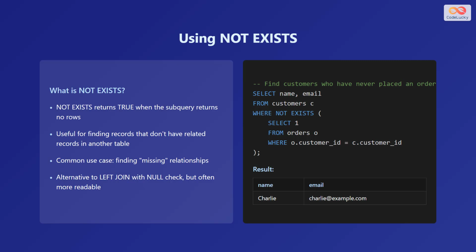Here is an example. Select name and email from customer C where not exists. Inside parenthesis, select 1 from orders O where O.customer_ID equals C.customer_ID. The result will be Charlie, since that customer has never placed an order.